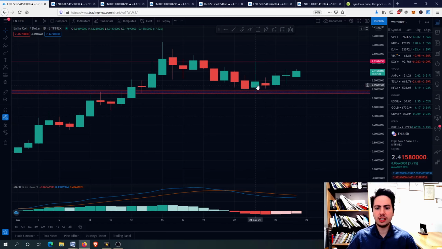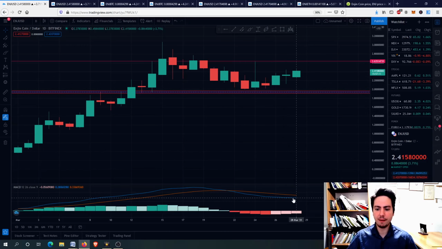So I think that we had this huge short pressure here. So this is our resistance line for the short term. We might move sideways, we might move downwards, we might move upwards. We will discuss this later on in the next minutes in this video.